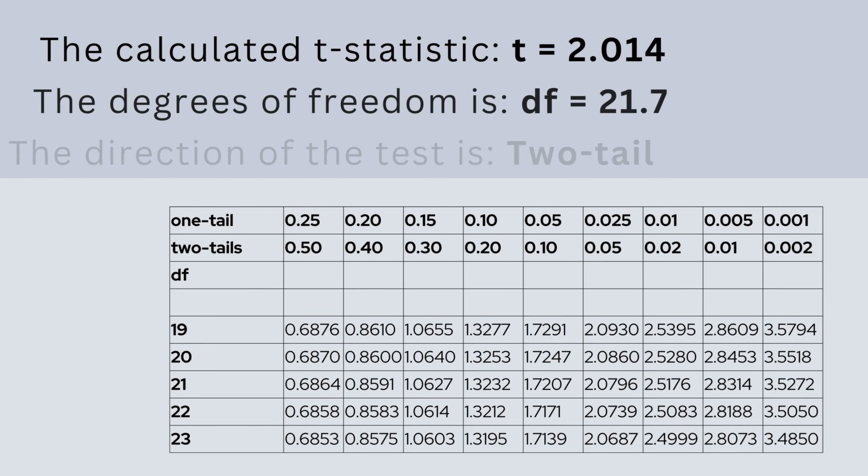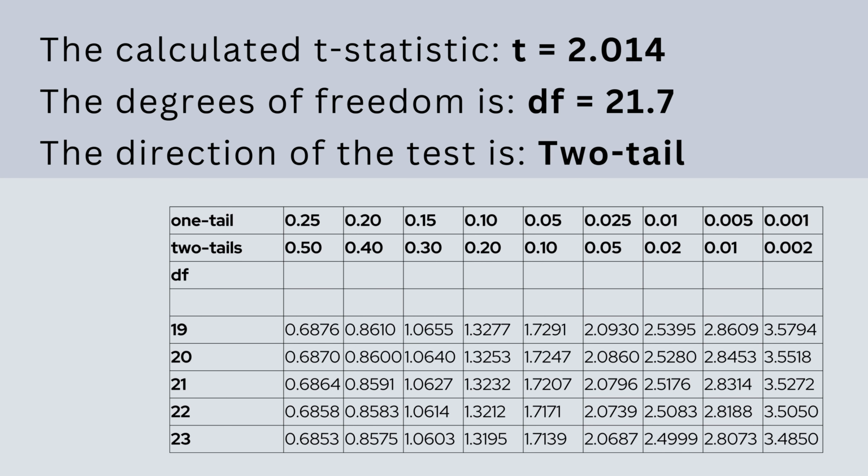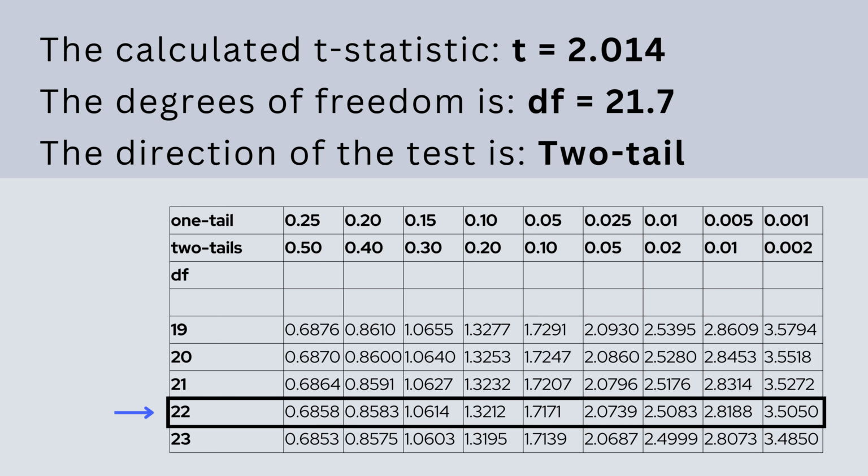To find this p-value using the t-distribution table, first locate the row for our degrees of freedom. Since 21.7 is not listed, we look at the nearest available row, which is 22. We then identify the critical values within which our t-statistic of 2.014 falls. In the header row, the test statistic of 2.014 falls between the critical values for the two-tailed probabilities of 0.05 and 0.10.